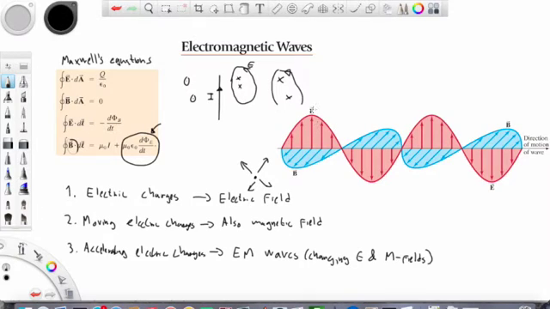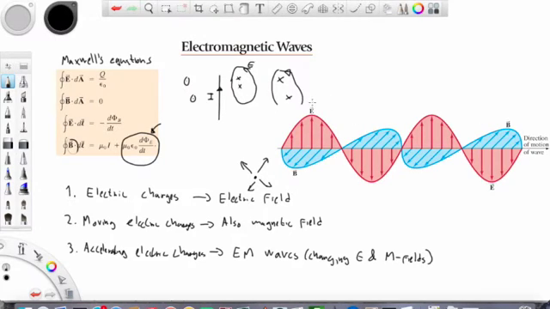So the electric and magnetic fields are perpendicular to each other, and they are also perpendicular to the direction of the wave, where it's traveling, or the direction of motion of the wave.